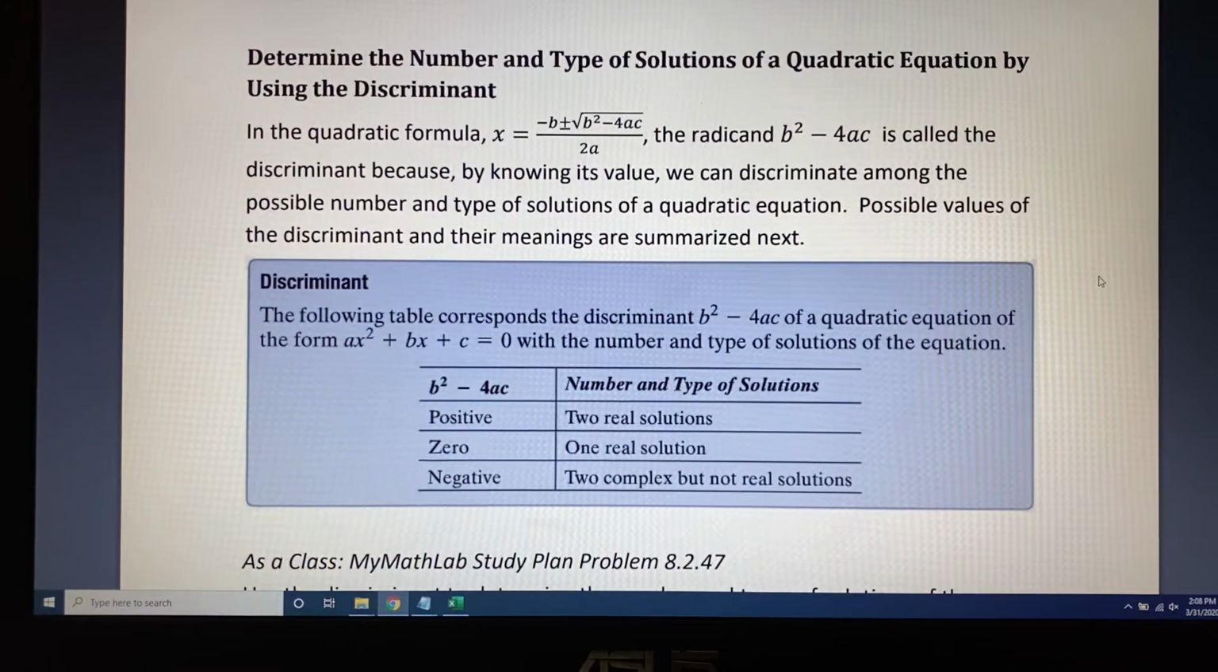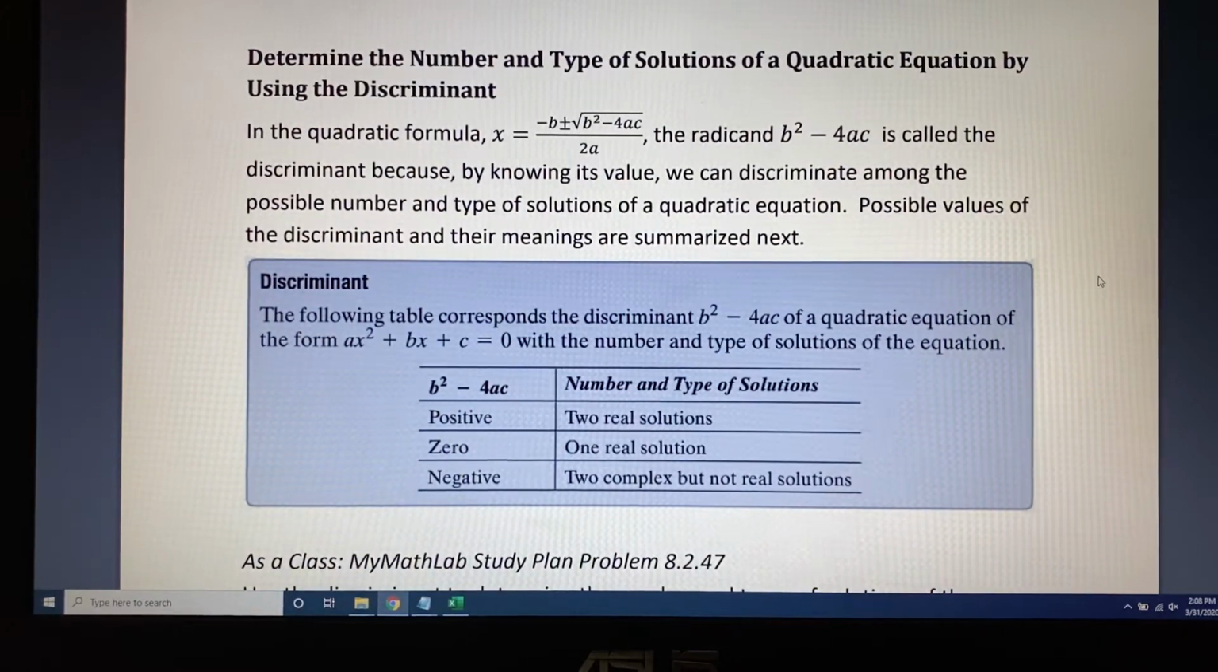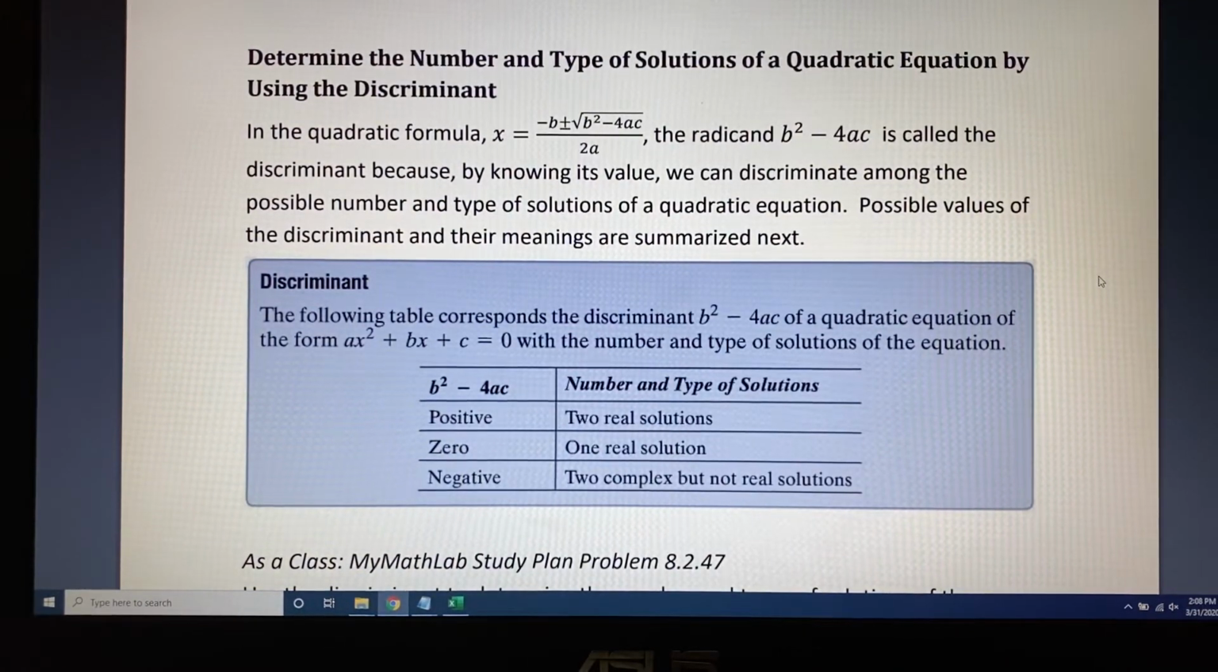Now, how do they correlate? If the discriminant b squared minus 4ac is positive, then we will get 2 real solutions from the quadratic equation. This was the case in the 2 previous examples we've solved so far. If the value of the discriminant is 0, then there will only be 1 real solution. If the value of the discriminant is negative, then there will be 2 complex but not real solutions.